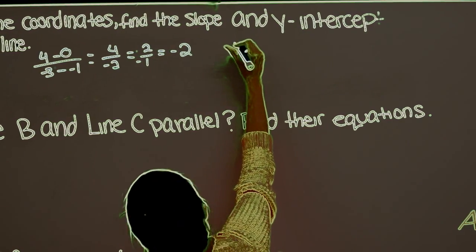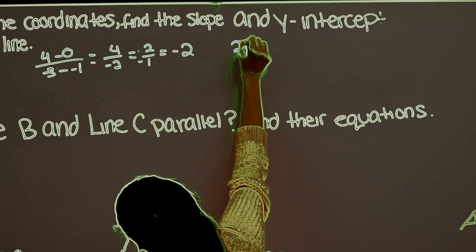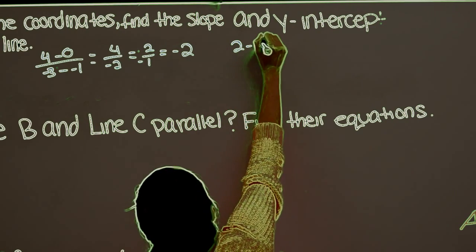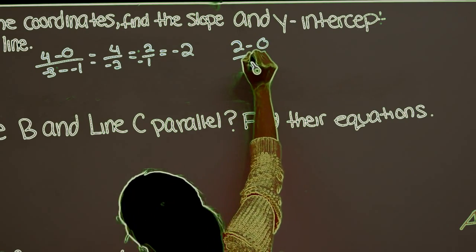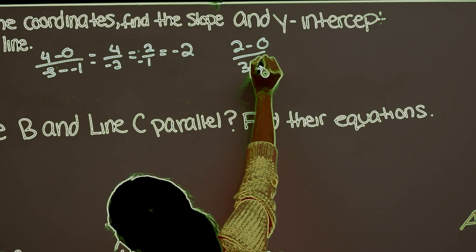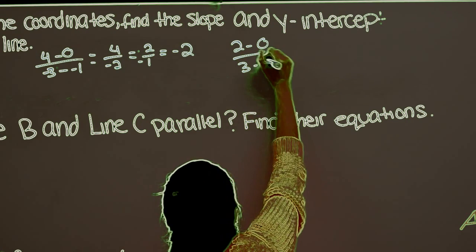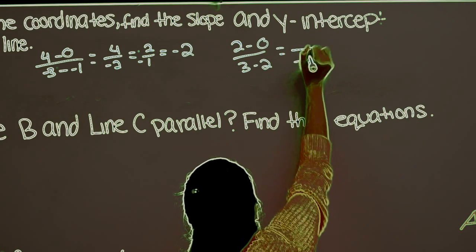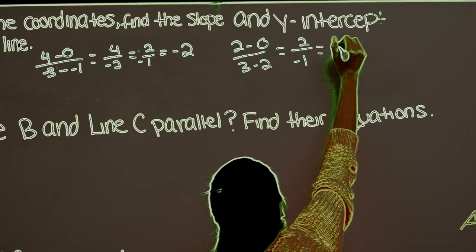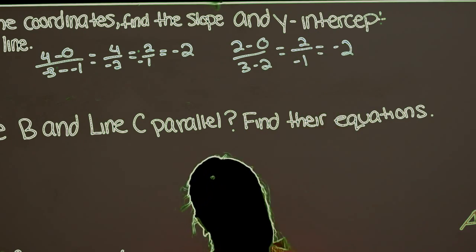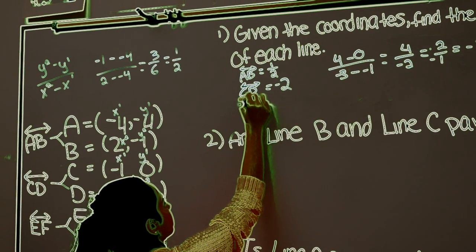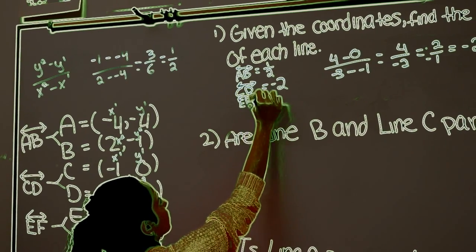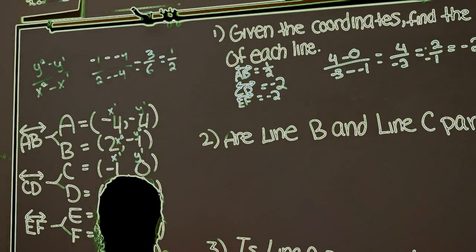Y2 is 2, y1 is 0, y2 is 3, minus x1, which is 2. So the slope of EF is also -2.